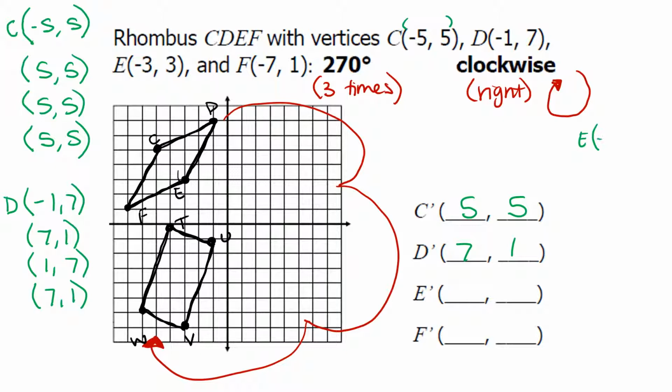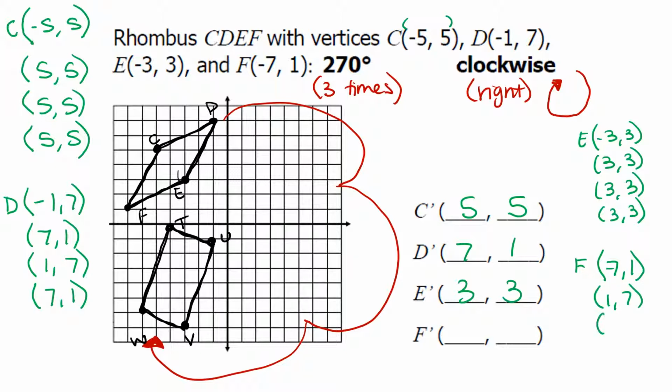For letter E, we're starting at -3, 3. I turn it 1 time, I'm still at 3, 3. 2 times, 3, 3. 3 times, 3, 3. And the last section, F, we're starting at -7, 1. We turn it 1 time, that's 1, 7. 2 times, 7, 1. 3 times, 1, 7.